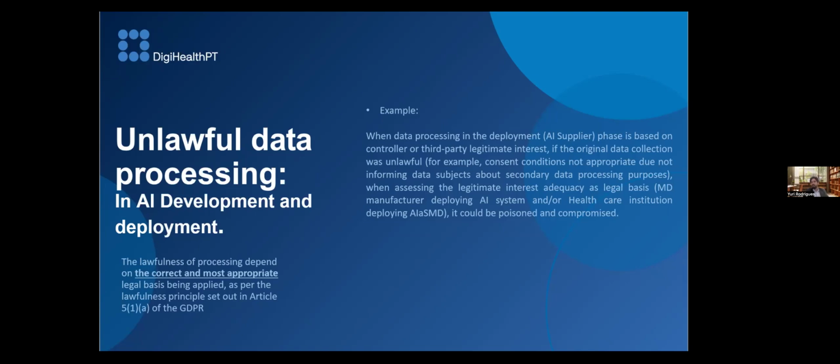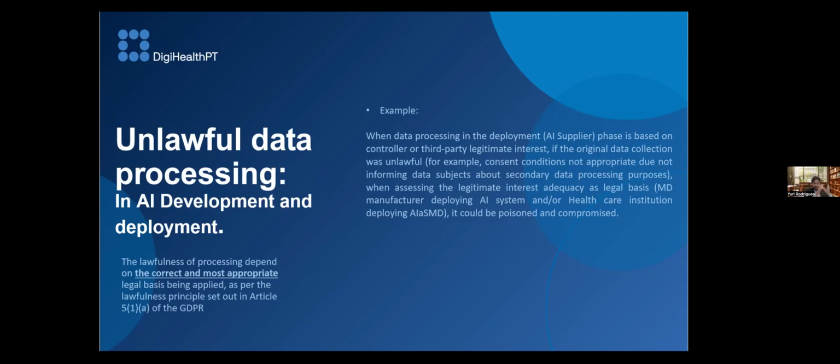So, for example, when data processing in the deployment phase is based on the controller or third-party legitimate interest, if the original data collection was unlawful, for example based on consent, and these consent conditions are not appropriate, for example due to not informing the data subject about this secondary processing purpose, probably when assessing the legitimate interest adequacy as legal basis for this secondary processing, it could be poisoned and compromised.